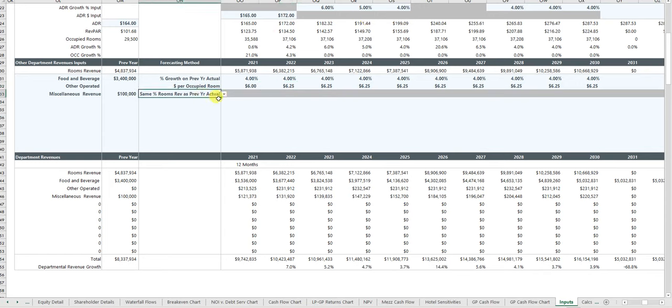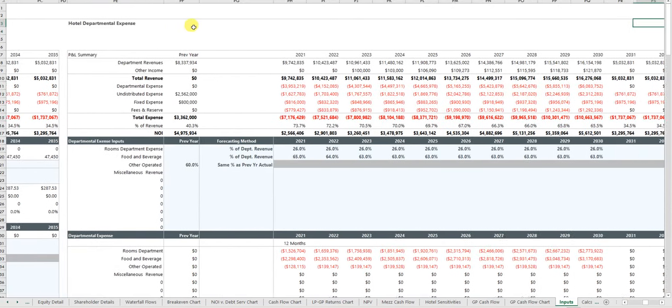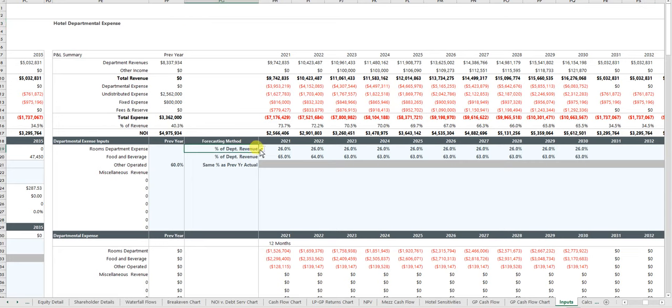Here you might have same percent of rooms revenue as the previous year actual. So if the previous year was 100 grand, the model will look at what the previous year revenue or rooms revenue of 4.8 million and take the same percentage of that each year based on your projections. You see the results of your inputs down below. And so the next section we're at is the departmental expense. You see you can do percent of departmental revenue.